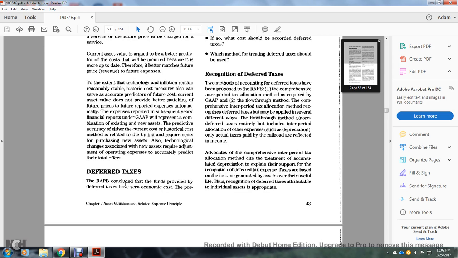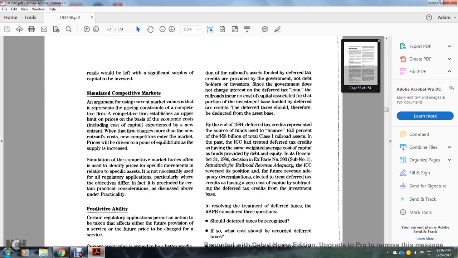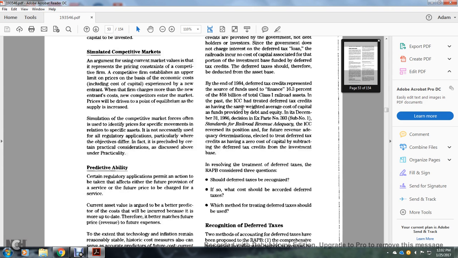Deferred tax. The Railroad Accounting Principles Board concluded that the funds provided with the deferred taxes have zero economic cost, and the railroad assets funded with the deferred tax were provided by the government, not by debt holders or investors. If the government does not charge interest on the deferred tax loan, the railroad incurs no capital costs associated with the portion of investment based on the deferred tax credit. The deferred taxes should therefore be deducted from the asset basis.